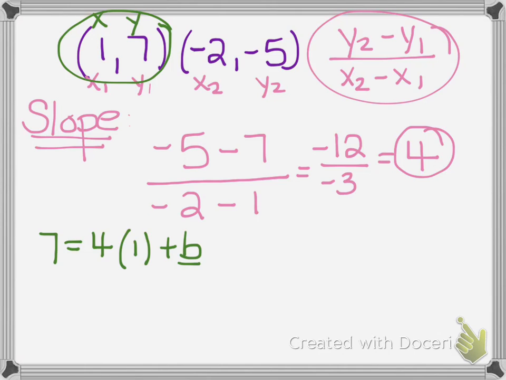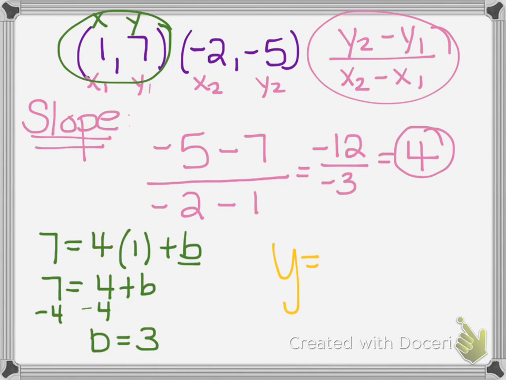Again, we're solving for b. So I have 7 equals 4 times 1 is 4. I'm going to subtract 4 from both sides, and b is going to equal 3. So our final answer is y equals 4x plus 3.